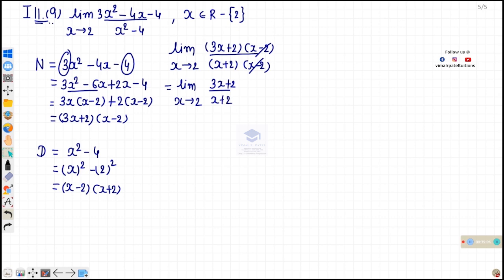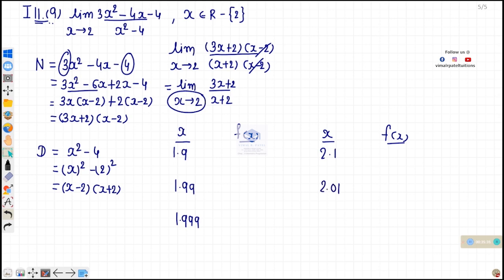Now tabular, x and f(x). Now it is 2, means nearer to 2. By decreasing it: 1.9, 1.99, 1.999. Then by increasing: 2.1, 2.01 and 2.001.